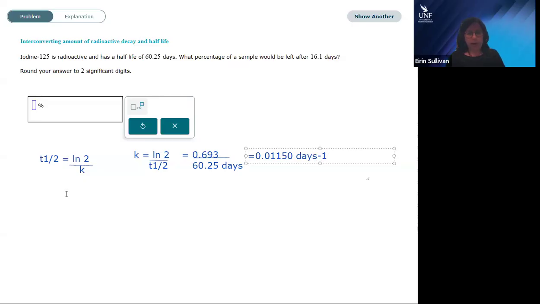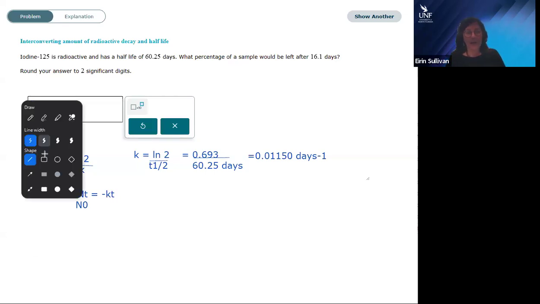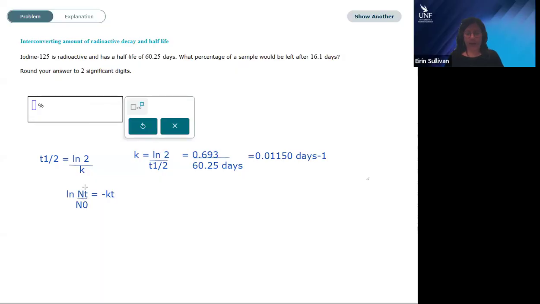Okay, so then we are going to take our activity. So ln of N at time t divided by N at time 0 is equal to minus k times t. So if we know what k is, because we just worked it out, and we know how much time has elapsed, we can relate that to how much we have remaining. Now, we were asked for a percent, how much percent was left after 16.1 days. If we were asked for an actual amount, we would need to know N0, like how much there was to begin with.